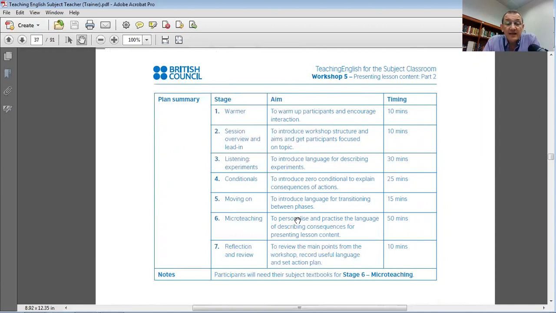The next stage, 3, listening experiments. So this is looking at the language for describing experiments. It will begin with a matching task. So they have to match things. And then a gap fill. So putting the correct words into the gaps. As always, get them to check their answers with their partners.